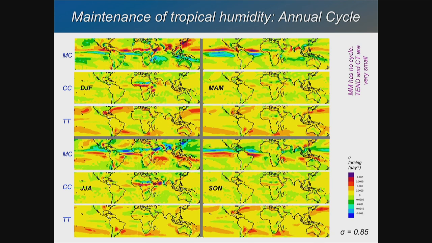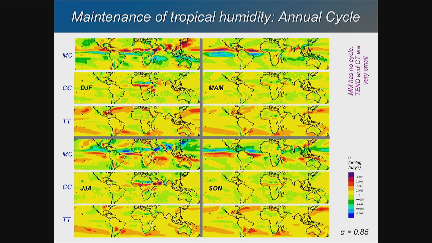It stays like that through MAM, and then it flips in the northern summer, and it's rising in the north and descending in the south. And then it stays like that into the autumn. Now, if you look at the CC term, you have something which is rising in the north and descending in the south over West Africa, over the landmass. And it stays the same in March, April, May, and it stays the same in the opposite season.